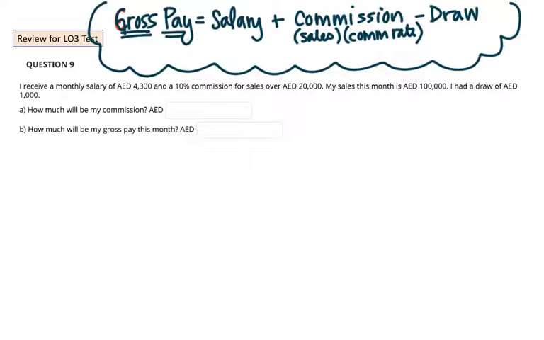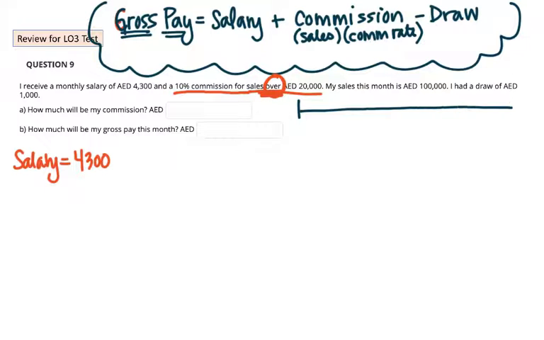Let's look at this question. First of all, it talks about salary is given. So let's write that. Then be careful here. It says there's a 10% commission, but it's only for the sales that are over 20,000. When it puts the word for sales over a certain amount, you want to actually make a timeline to see what's happening. Between 0 and 20,000, we actually don't get any commission at all. Only above that, you get 10% commission.